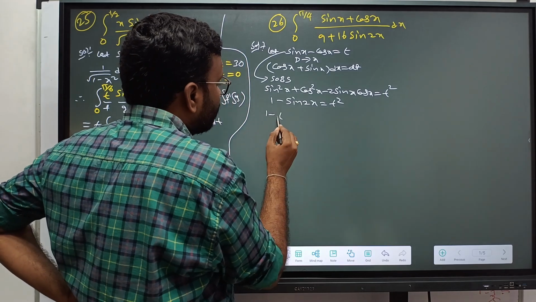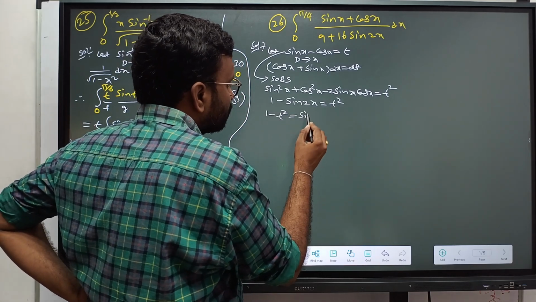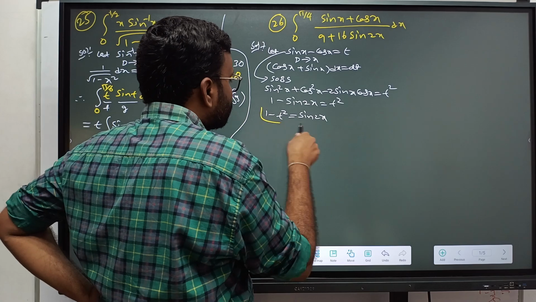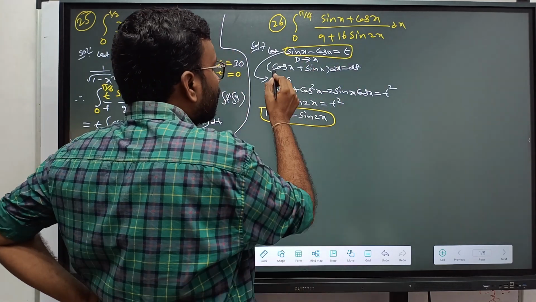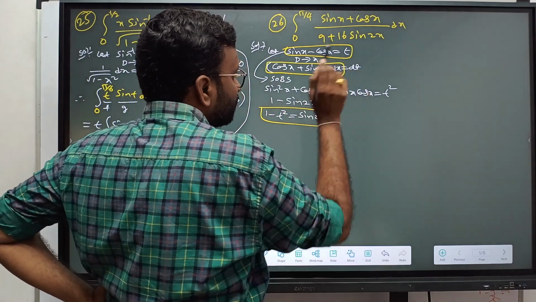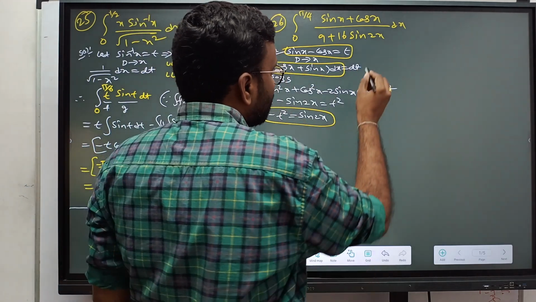Take t square to this side: 1 minus t square is sin 2x. So what is the value of sin 2x in terms of t? 1 minus t square. What is sin x minus cos x? t. And what is (cos x plus sin x) dx? dt. Now we need to change the limits.